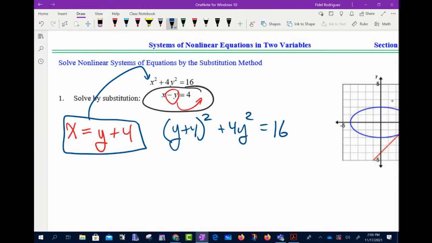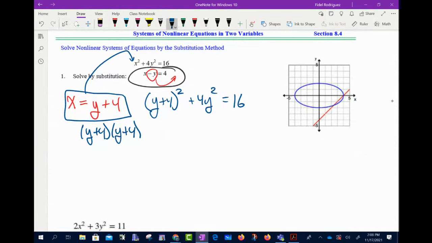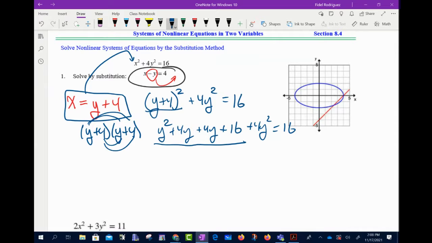Okay. So y plus 4 squared, y'all, I'm just going to write it like this. Y plus 4 times y plus 4, right? And we're just going to start multiplying this whole deal out. So y and y is y squared. Y times 4 is a 4y. 4 times y is another 4y. And 4 and 4 is 16. Plus 4y squared equals 16. So all we've done really here, y'all, is this part here became that piece right there. And then I just wrote the plus 4y squared equals 16 right over here, right?